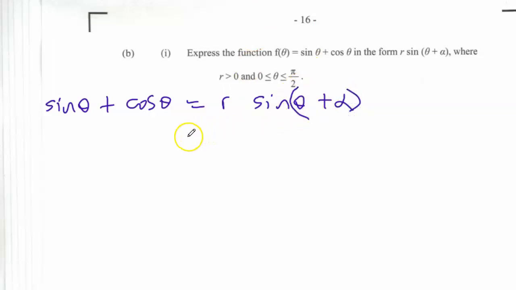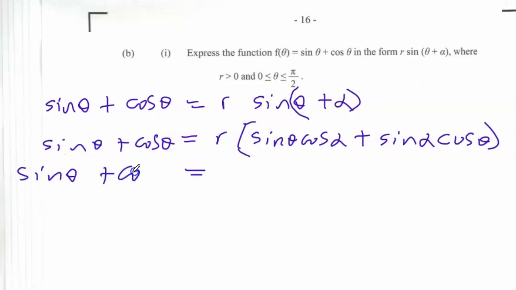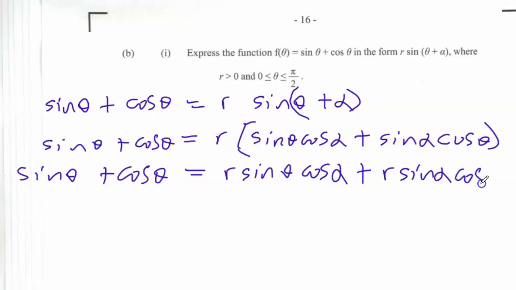Alright, so obviously we need to expand the right hand side. So we expand and end up with r into the addition formula for sine. Sine theta cos alpha plus, and then we alternate, sine alpha cos theta. And remember, sine theta plus cos theta is equal to that. And then we can distribute the r, we get r sine theta cos alpha plus r sine alpha cos theta.